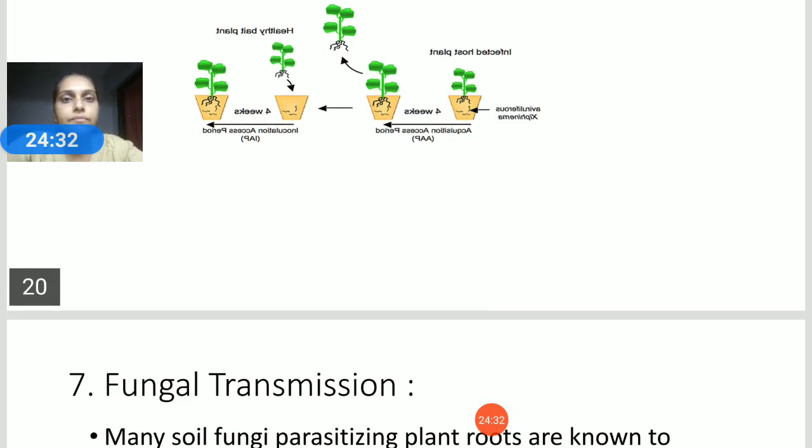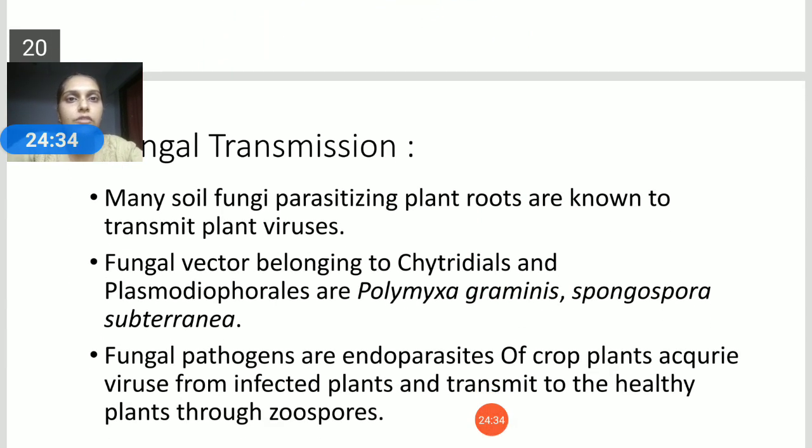Okay, so next is fungal transmission. Many soil fungi parasitizing plant roots are known to transmit plant viruses, right? Many fungi belong to the plants or grow onto the plant roots and transmit the plant viruses. Fungal vectors belonging to the Chytridiales and Plasmodiophorales are Polymyxa graminis and Spongospora subterranea.